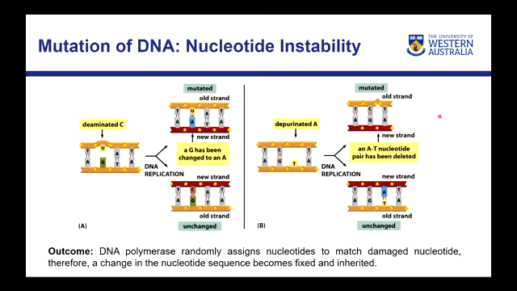So the outcome of this is that DNA polymerase randomly assigns nucleotides to match the damaged nucleotide. So here it's not added anything because it's lost it and moved on to the next one. And here it's added an A because A base pairs with U. So DNA polymerase randomly assigns nucleotides to match damaged nucleotides, and this changes the nucleotide sequence. And when it changes the nucleotide sequence, this becomes fixed and inherited.